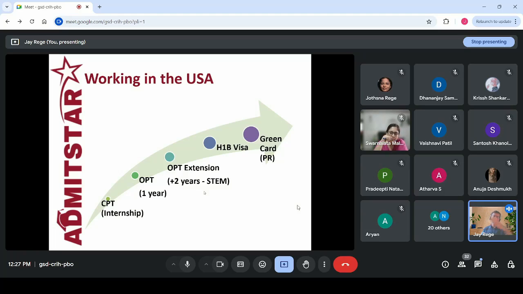And then eventually on the H1B visa, effectively you can be there for 6 years. In those 6 years, your company should file your green card or the PR, and at least get to stage one of the green card for you to stay there even longer. That is how the trajectory works.